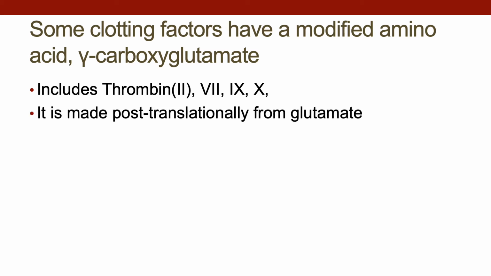And gamma-carboxyglutamate is made post-translationally from glutamate. So a glutamate that's already incorporated in the protein is changed to gamma-carboxyglutamate. The process for making it involves vitamin K. So if the organism is deficient in vitamin K, its blood clotting doesn't work properly.